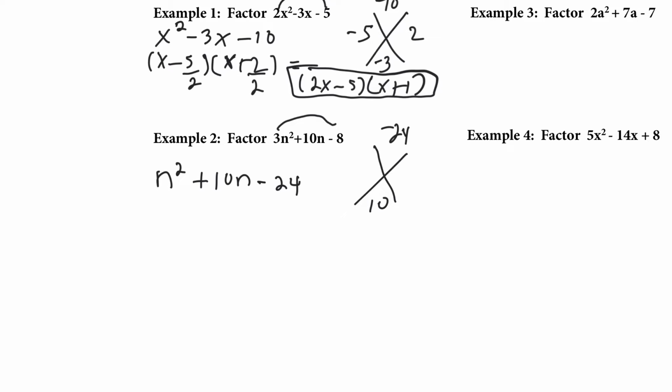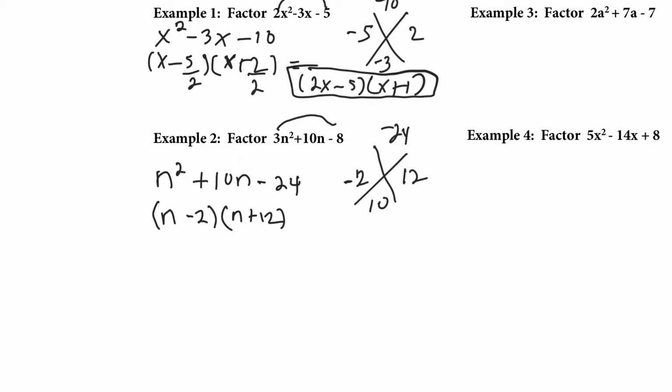And the only two that will give you that is 12 and 2. 12 times 2 gives you 24. This will have to be negative. 12 minus 2 gives you 10. Now you're going to write the factors. So you have n minus 2. You have n plus 12.